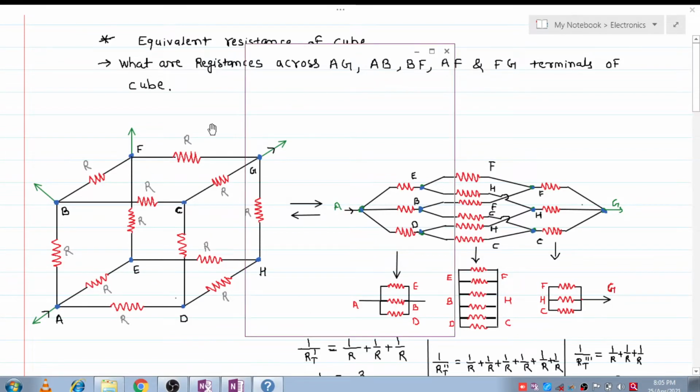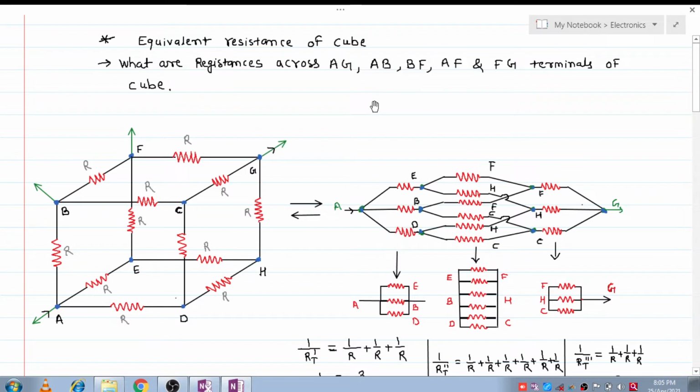Hello, in this video we are going to discuss the equivalent resistance of the cube: across AG point, across AB point, across AF point, and across BF point, as well as across BG point.